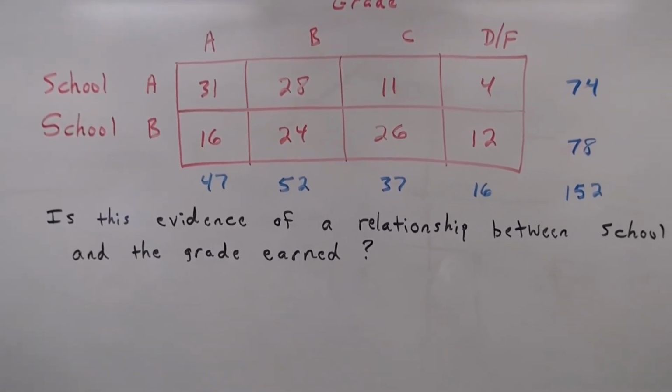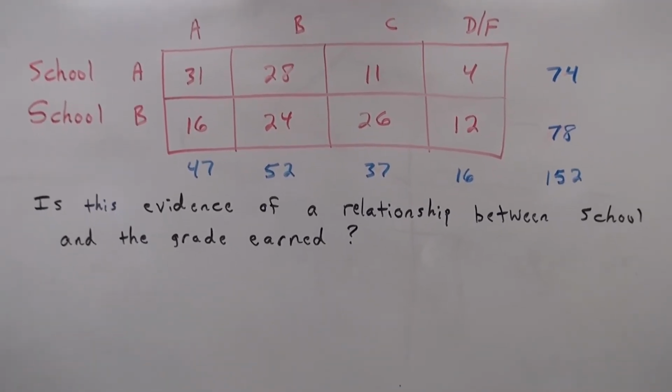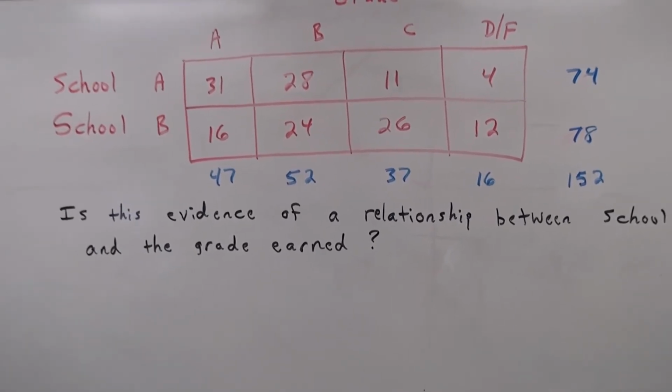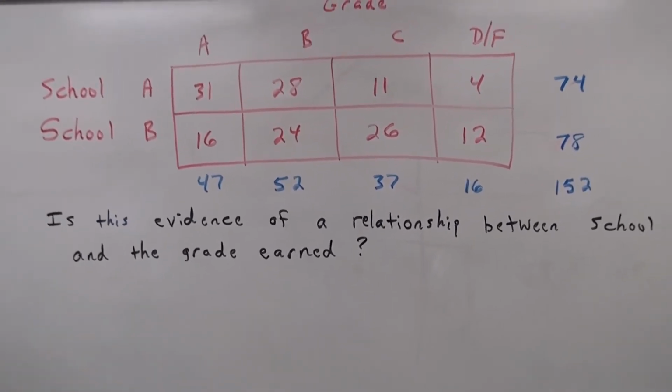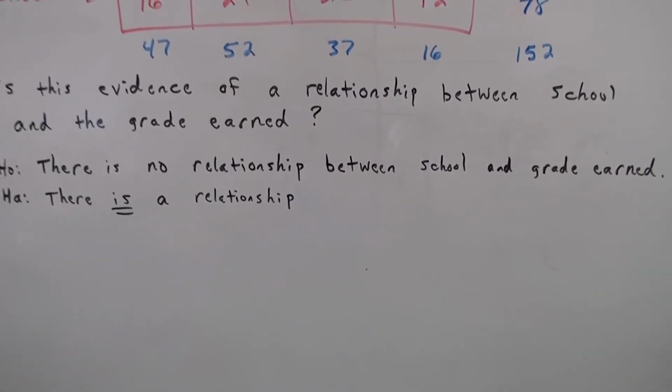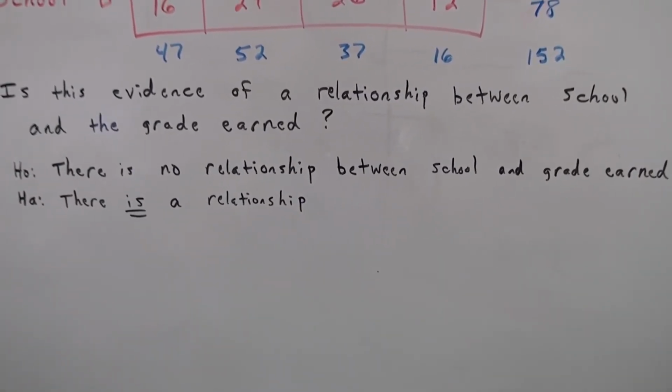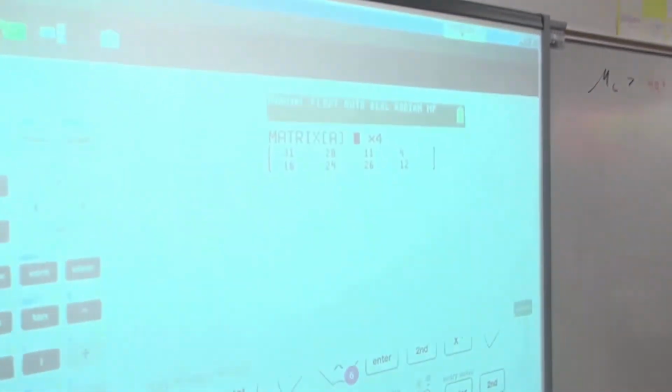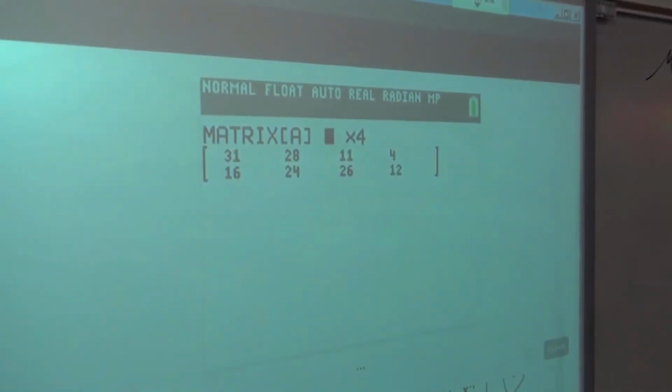Then we want to answer this question: is this evidence of a relationship between the school and the grades earned? So we're going to run a chi-squared test of independence. We write down our null and alternative hypothesis because that's what we're responding to in terms of the question. Then let's go to the calculator. So before we do any of the work, let's let the calculator do the work.